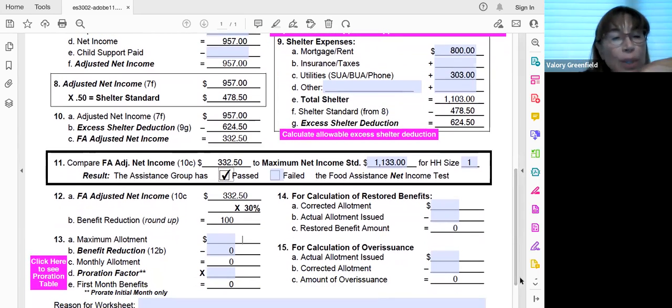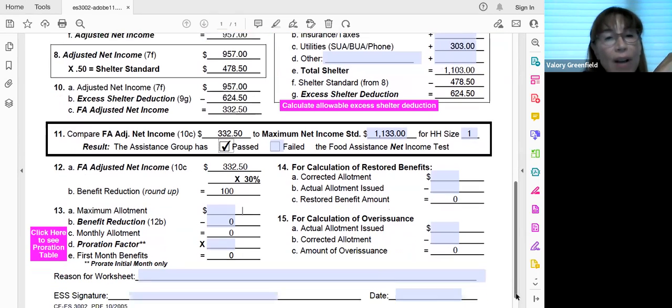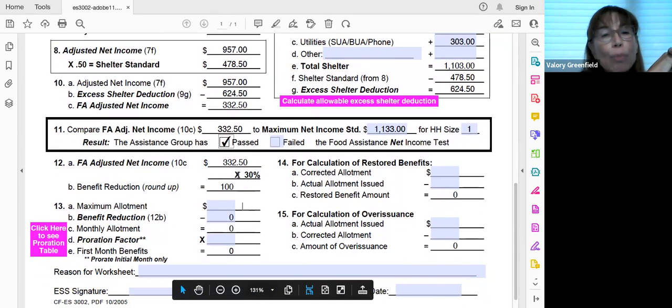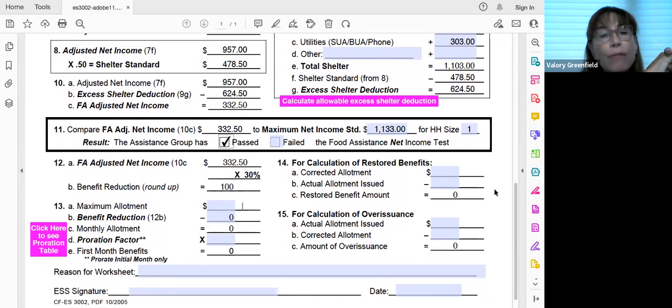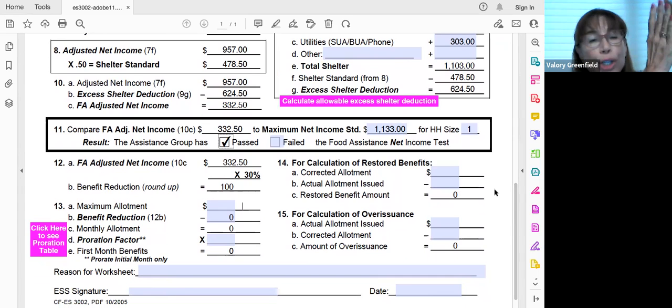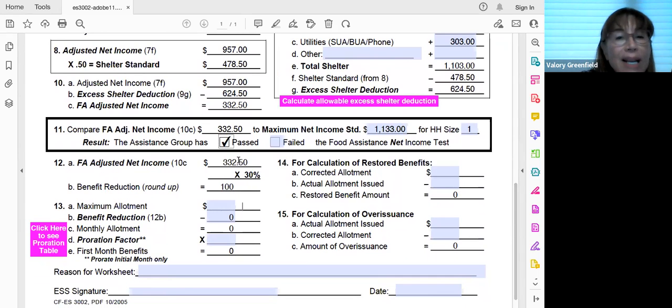And we run into another presumption at 12A. The food stamp program presumes you're going to spend 30% of your own money, that is your adjusted net income, on food. So it reduces your benefit by that amount. It has automatically calculated this lady's benefit reduction at 12B at 100. Cindy's going to have to manually put that benefit reduction number at 13B. She's going to have to enter 100 at 13B.